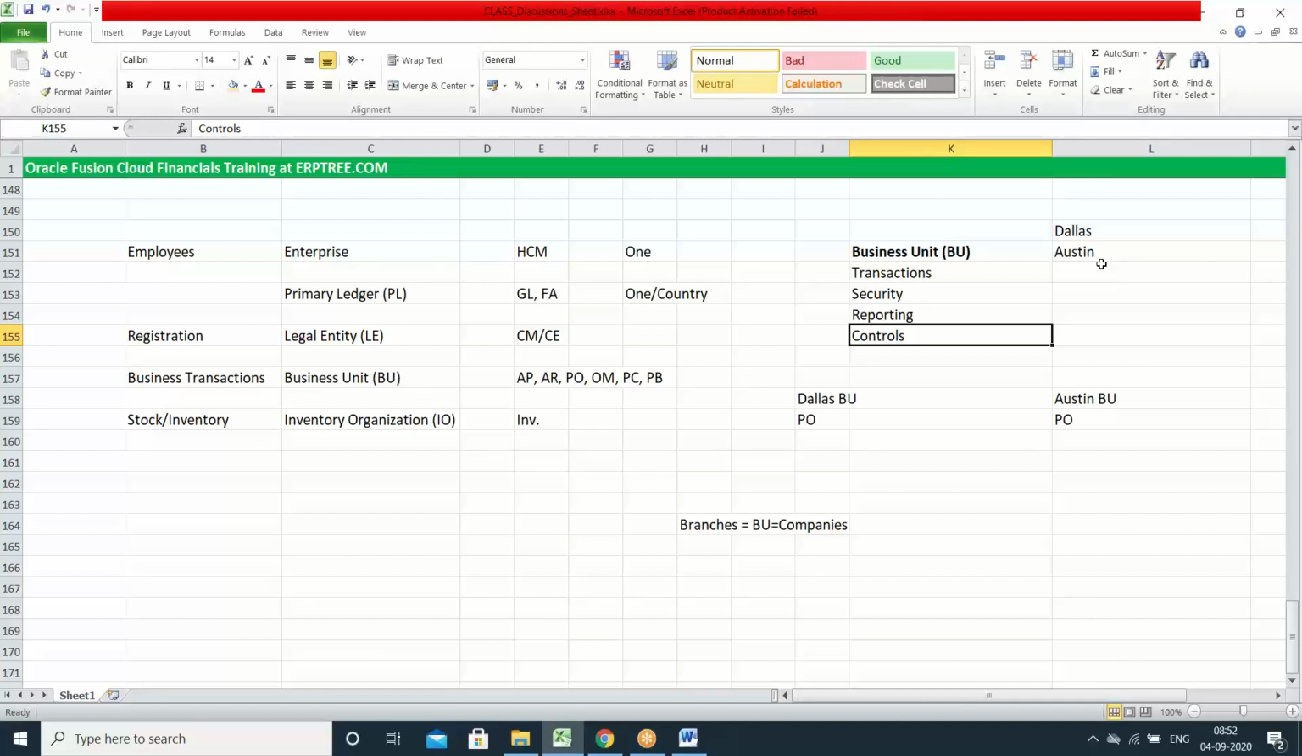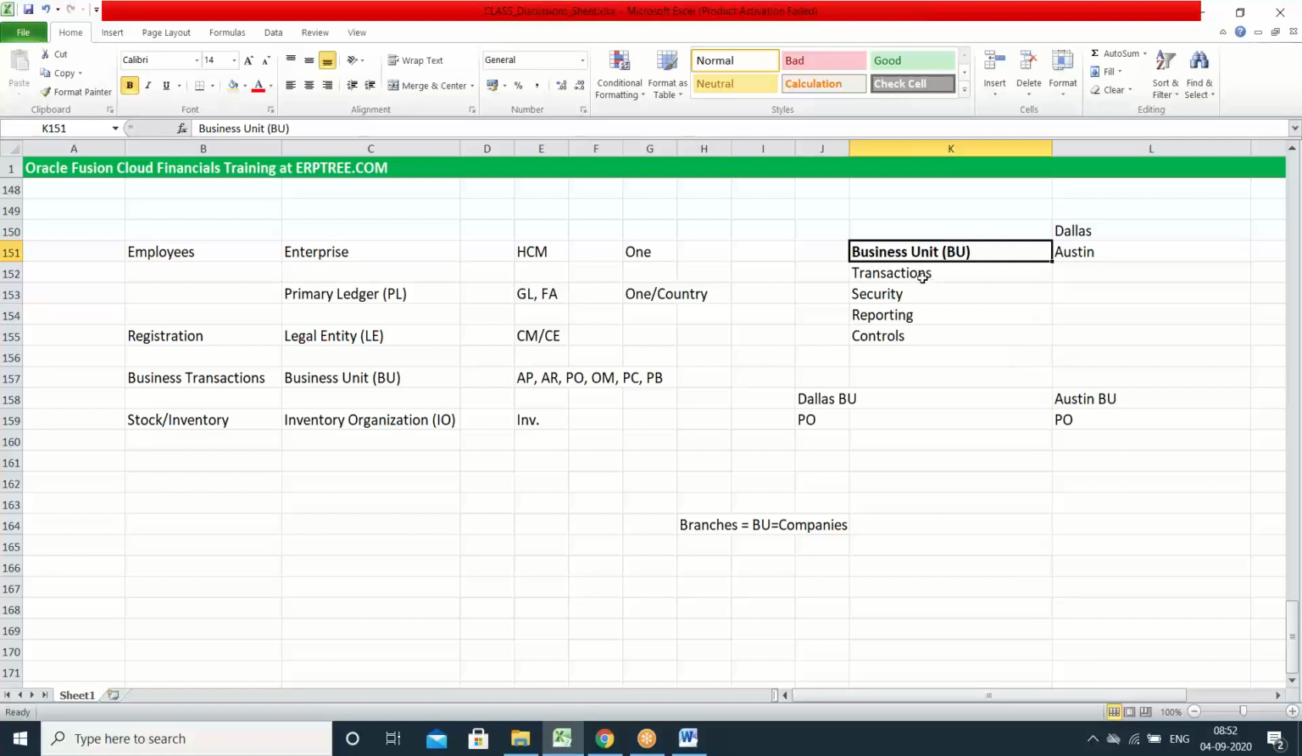Separate why? If they want to track the transactions separately, Dallas and Austin, if they want to maintain the data security separately, and if they want to produce the report separately, and if they want to control separately, we can have a business unit.